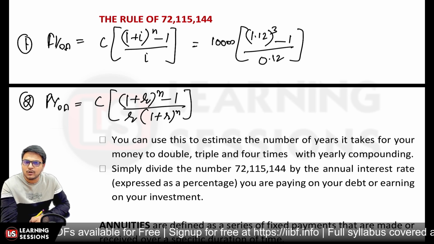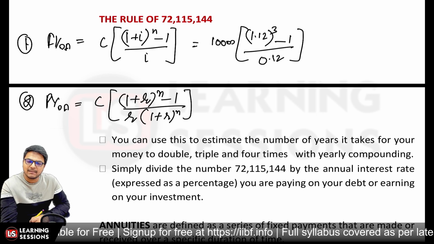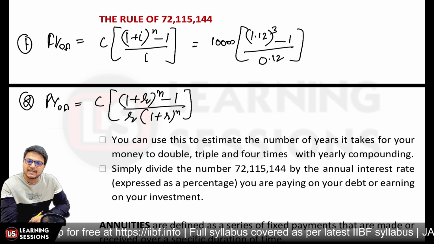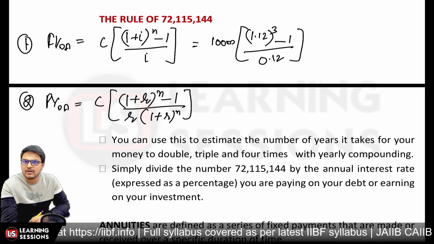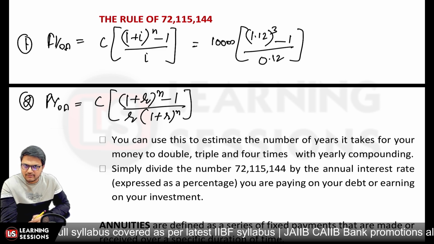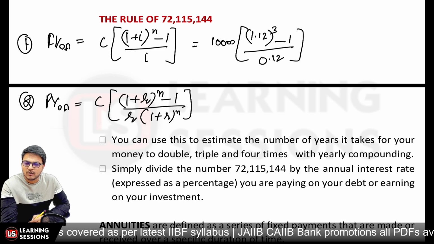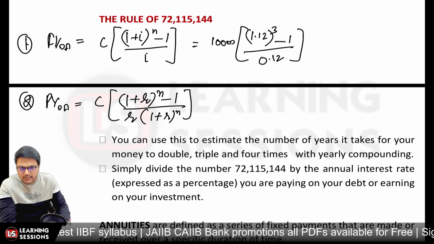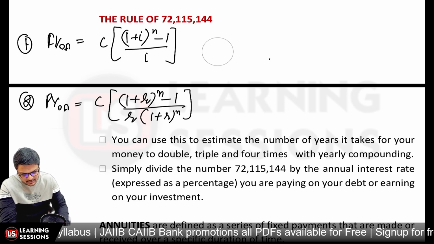Now ordinary annuity is related to when you're going to pay or receive the sum at the end of the interval. So we have learned two formulas so far. One is related to the future value of ordinary annuity, and the second one is related to the present value of ordinary annuity. Now, what about the annuity due? Let's have a look at it.